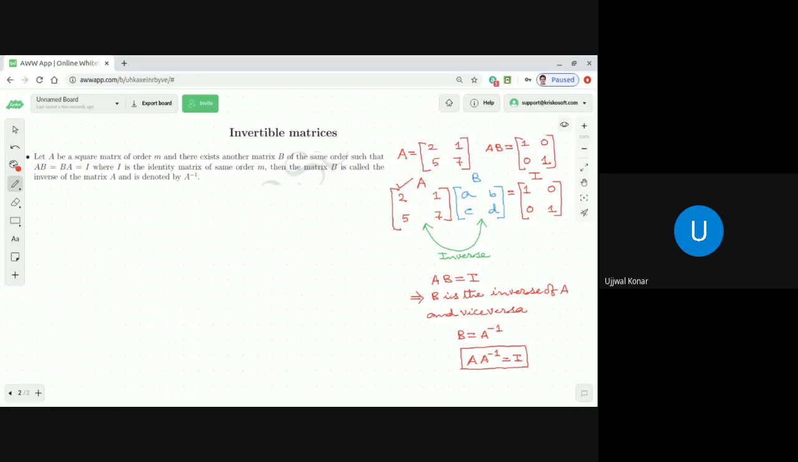Correct? So I think this is what I said by means of an example. But one condition you see here is: let A be a square matrix. That means here the spelling of matrix is wrong. It should be matrix. So what it says, dear students, is that the matrix whose inverse we are going to find has to be a square matrix. That means the number of rows and number of columns have to be the same. Then only can we find the inverse of such matrices.